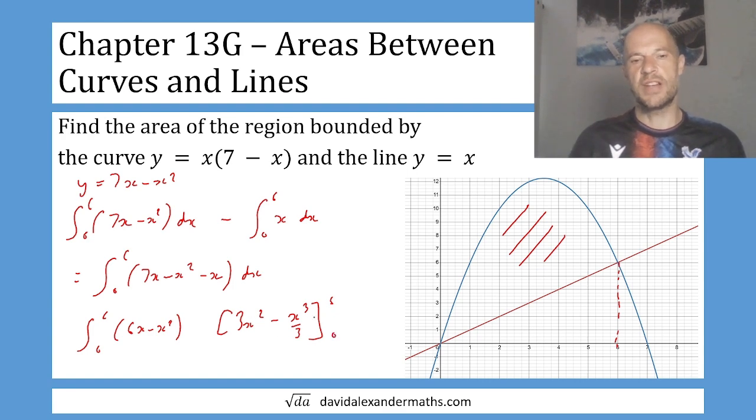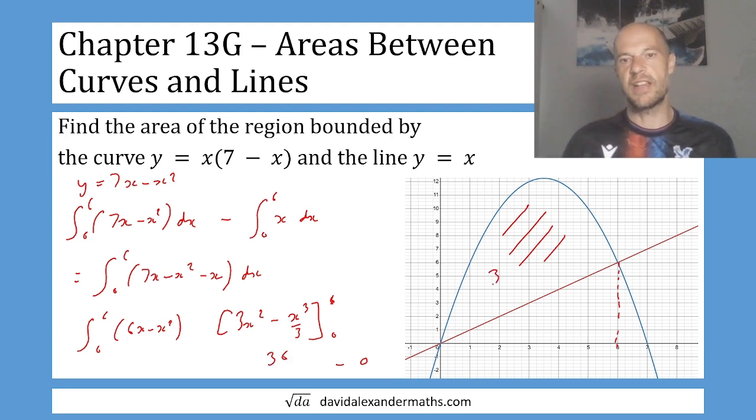Now when I put 0 through this, I will end up subtracting 0. So my answer, the area of the region that we're interested in, is literally just substituting 6 into this equation. So that's 3 times 6 times 6, take away 6 times 6 times 6 divided by 3, and that is 36, take away 0. So this area here is 36 units.